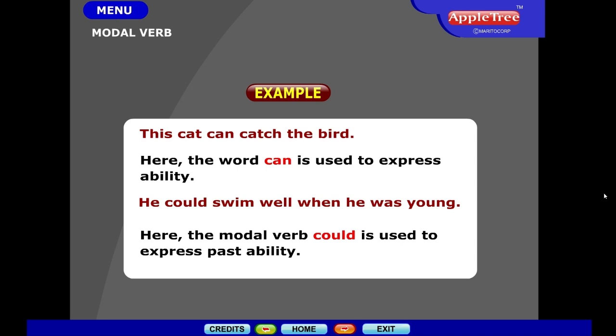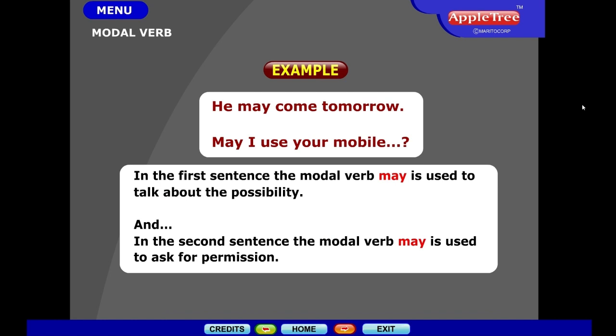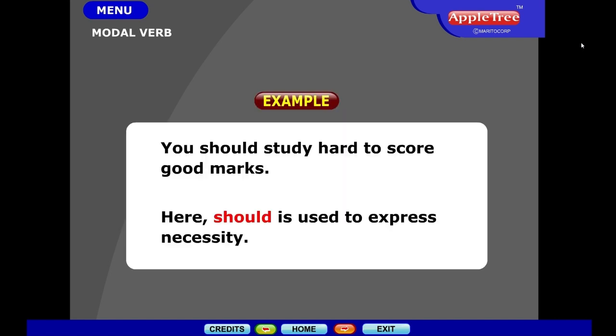Here the word can is used to express ability. He could swim well when he was young. Here the modal verb could is used to express past ability. He may come tomorrow. May I use your mobile? In the first sentence, the modal verb may is used to talk about the possibility. And in the second sentence, the modal verb may is used to ask for permission.